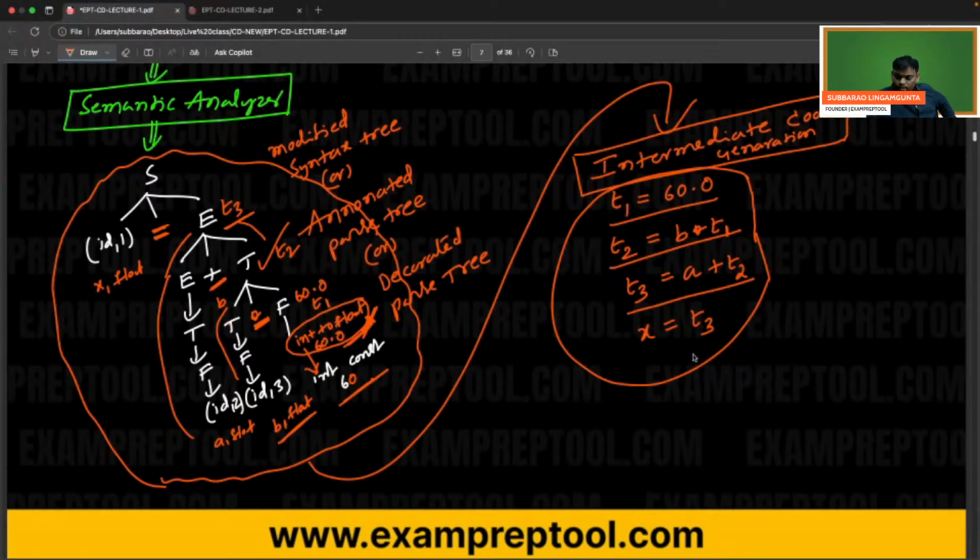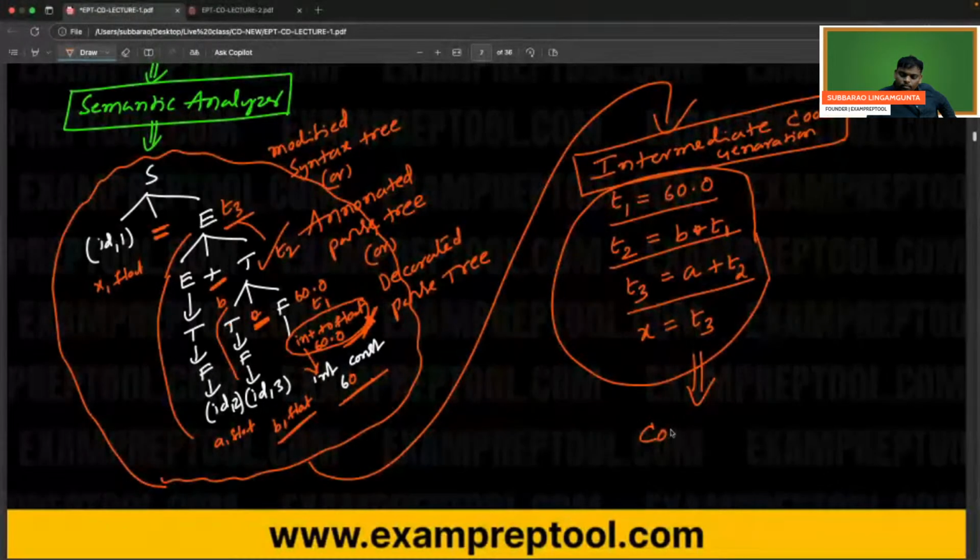Now see this one. Now see everyone. Code optimization.